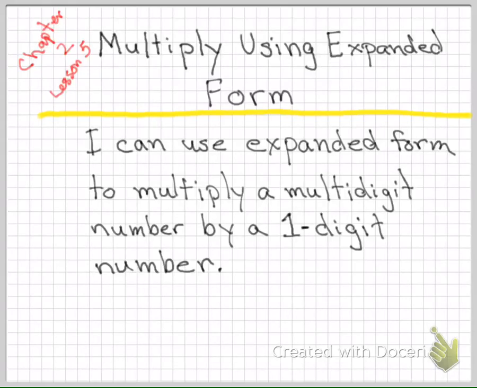Okay, this is Go Math Chapter 2, Lesson 6, not 5, 6, and we are talking about multiplying using expanded form. Your goal today, your objective of what you want to learn, is: I can use expanded form to multiply a multi-digit number by a one-digit number. Now, we've talked about expanded form, but we'll still review it before we get into this project.